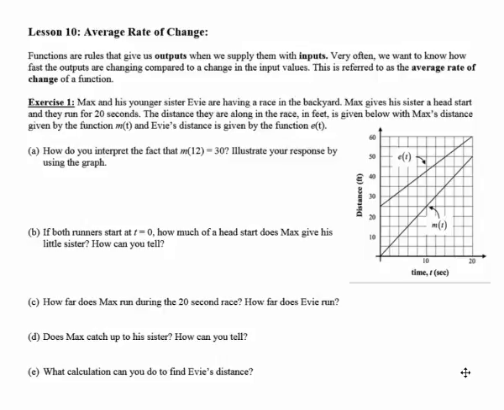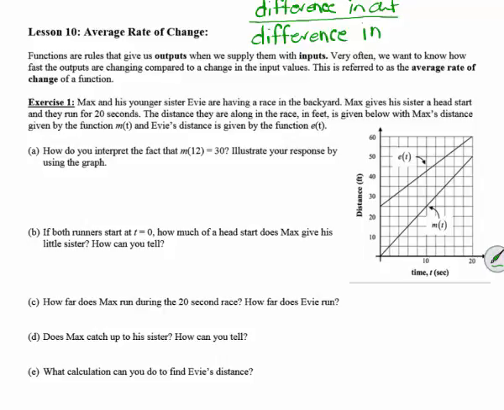Alright, ladies and gentlemen, today we're going to take a look at how we can analyze our functions a little bit more, and we're going to be looking at something called average rate of change. Average rate of change is the difference in the outputs divided by the difference in the inputs. So you're looking at how fast it's changing between two different points. We're going to work through a couple of examples here.